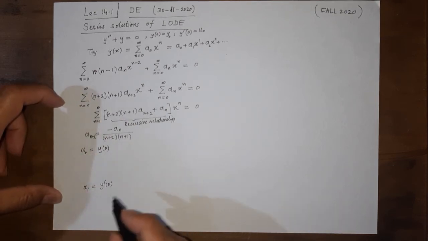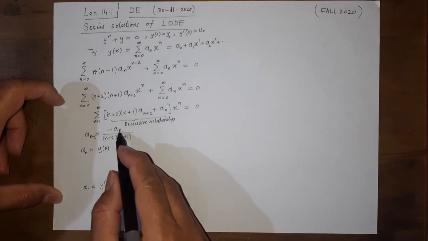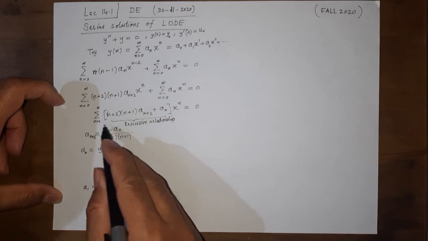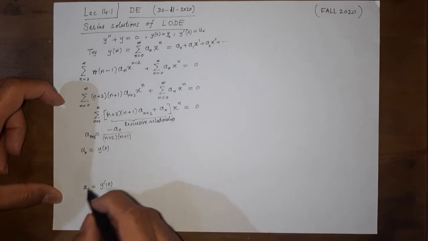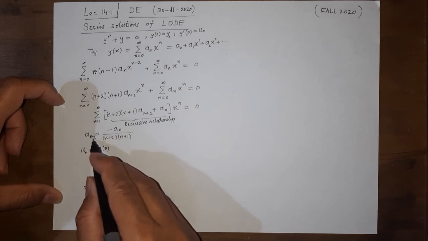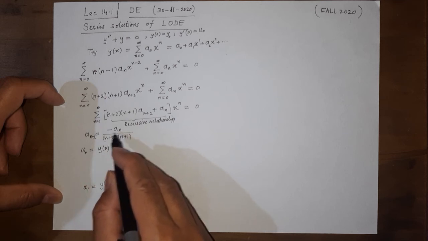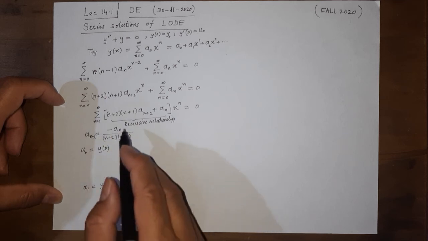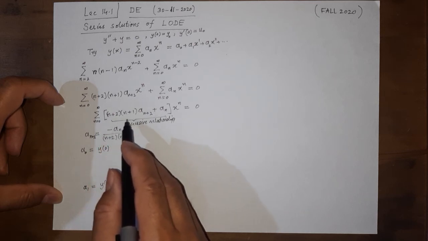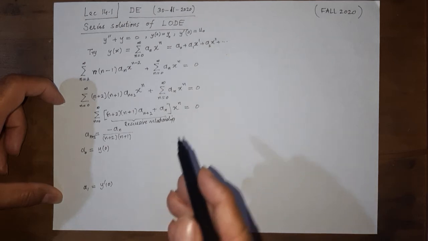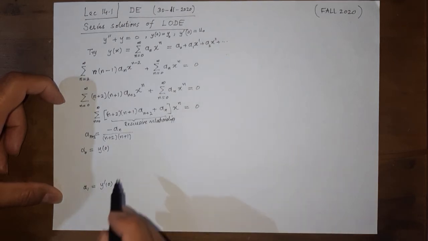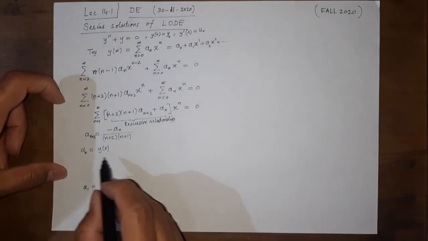This means that knowing a0, we can find a2, and knowing a2 we can find a4, and so on. And knowing a1 we can find a3, knowing a3 we can find a5, and so on. So you see, we can find all the coefficients that are required here, to find the solution of the differential equation we are looking at.